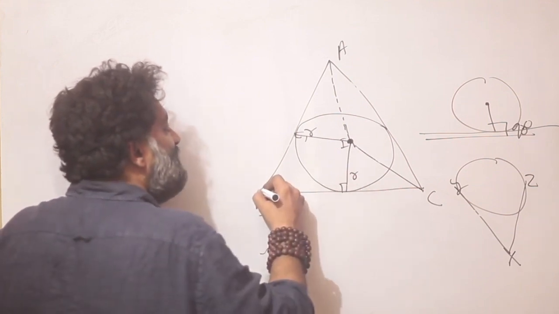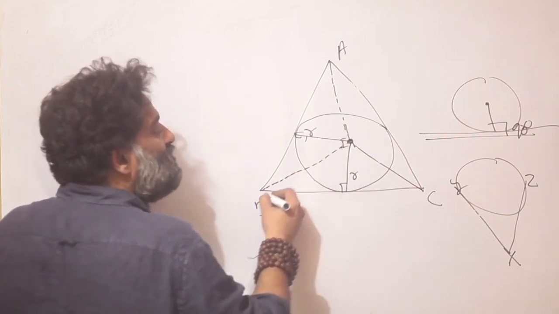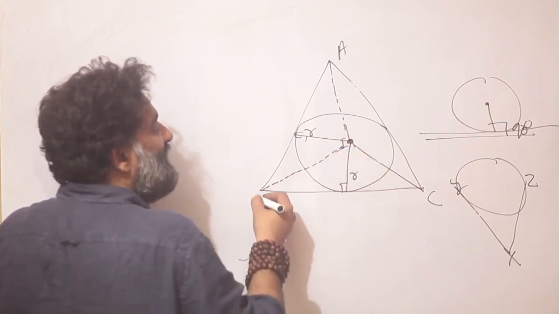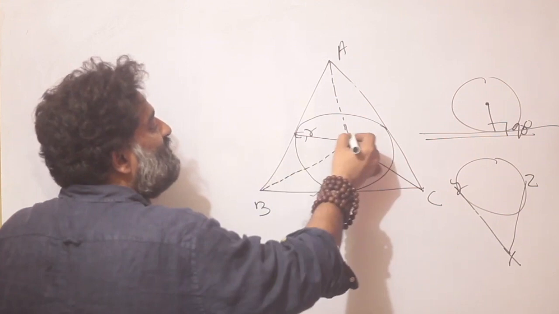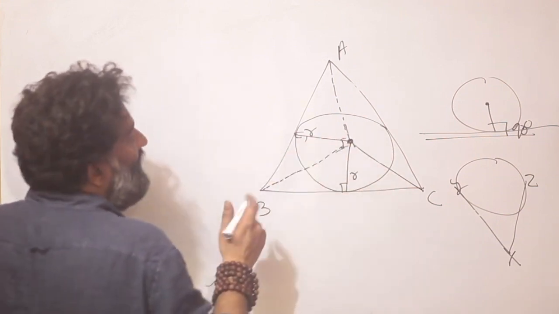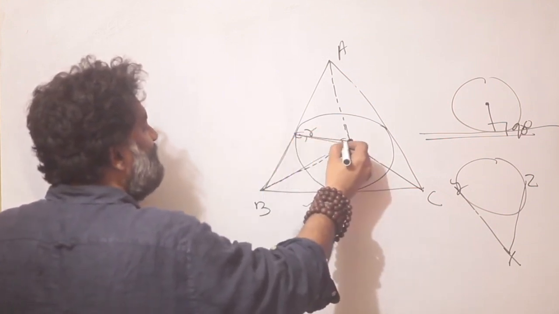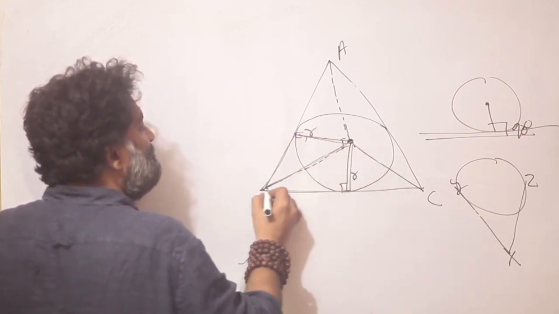And now I will draw a general line from B to I. I don't know whether this is the angle bisector or not. I have just drawn a line from point B to the incenter. And now I can see two triangles in action. This is one triangle and this is another one.